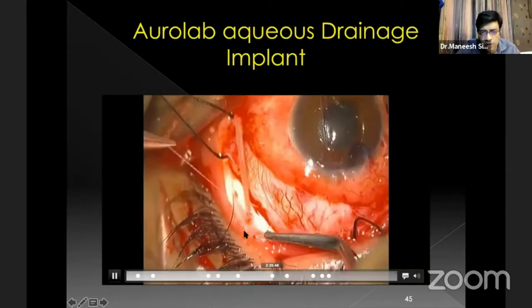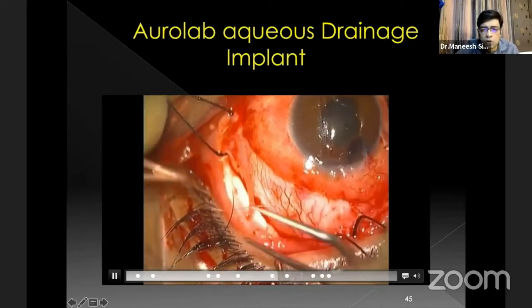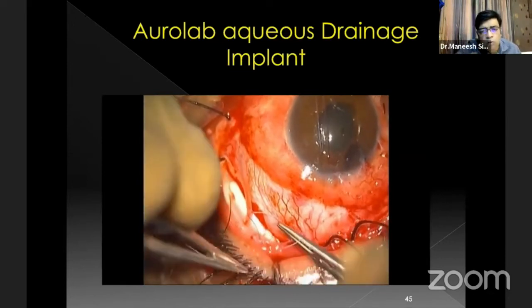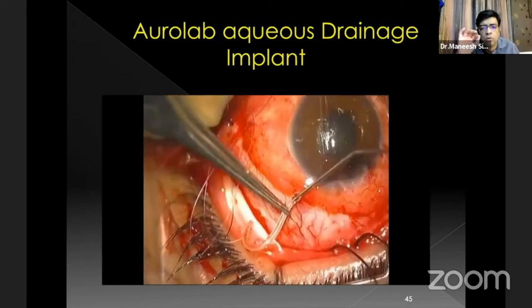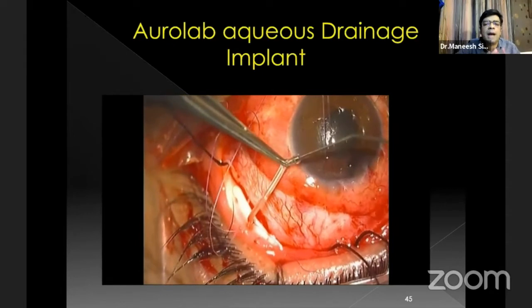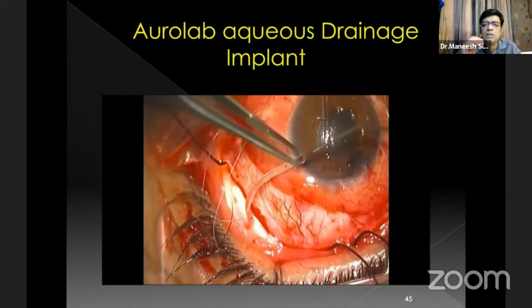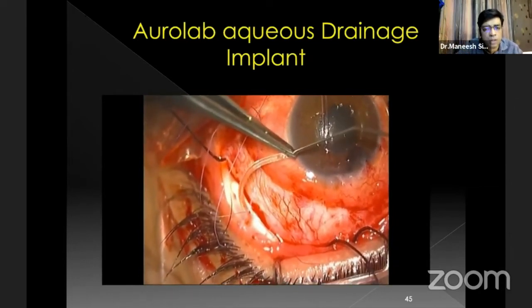After that, this is a very important step. You have to occlude the tube using a 6-0 or a 7-0 vicryl suture. You can see we are occluding because these are non-valved implants. So you will occlude the tube and you will put the tube inside. So for 1 to 1.5 months, there will be no flow. But by that time, a capsule will be formed along the plate of the implant. And once the vicryl dissolves, the flow will start, and then there won't be any hypotony.